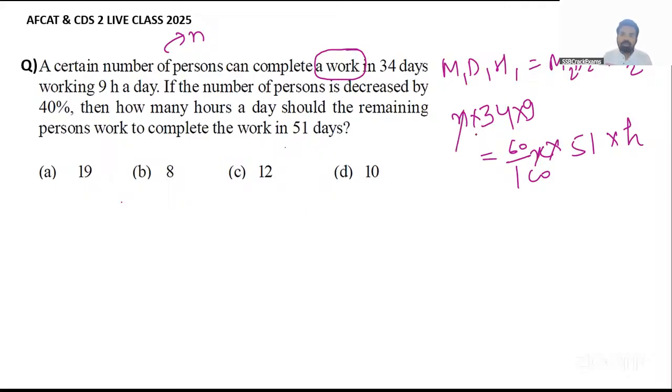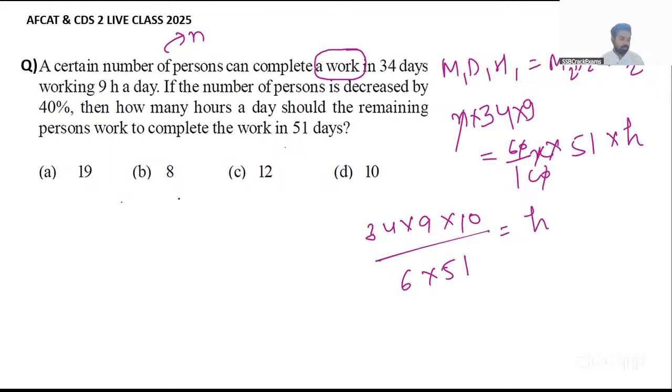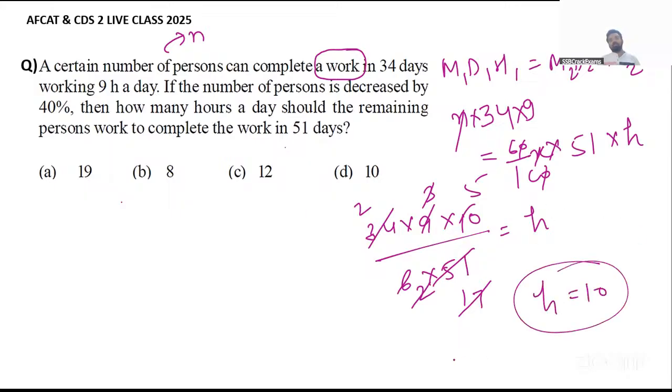So calculate the things. 6 into 200, and the answer: 34 into 9 into 10 upon 6 into 51 is equal to h, if I am not wrong. All right, so when you cancel it out by 2 times, it is 3 times. It is 5 times 3, 2 times 3, 1 times 3, 17, 17, 2. Okay, so h is equal to 10.